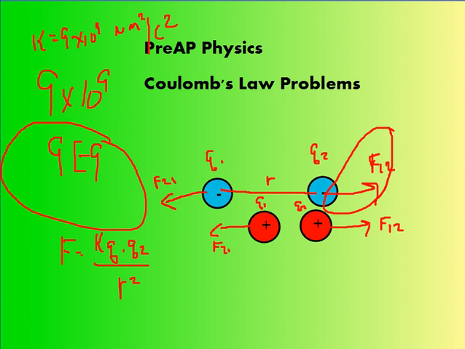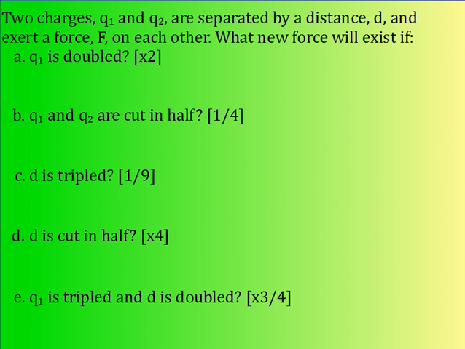Finally, if they're different charges, so you have one positive, one negative, what happens? Your force is going to be attractive. So the force of 2 on 1, this charge is going to pull the positive charge to the right. Similarly, the force of 1 on 2 is back to the left. You need to be able to draw these. You need to be able to do analysis of these problems.